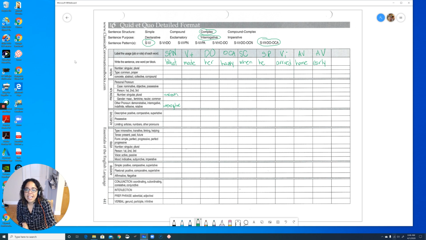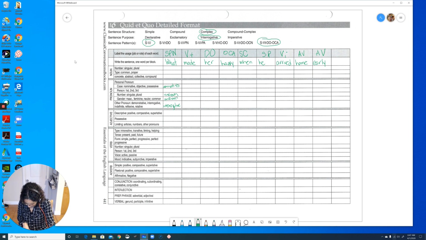Okay. What case is this? Is it nominative? Is it objective? Or is it possessive? If you go back to your pronoun chart, you would know that this is a nominative pronoun. It names something. Although we don't know exactly what that is, it does name something. And gender is unknown, right?